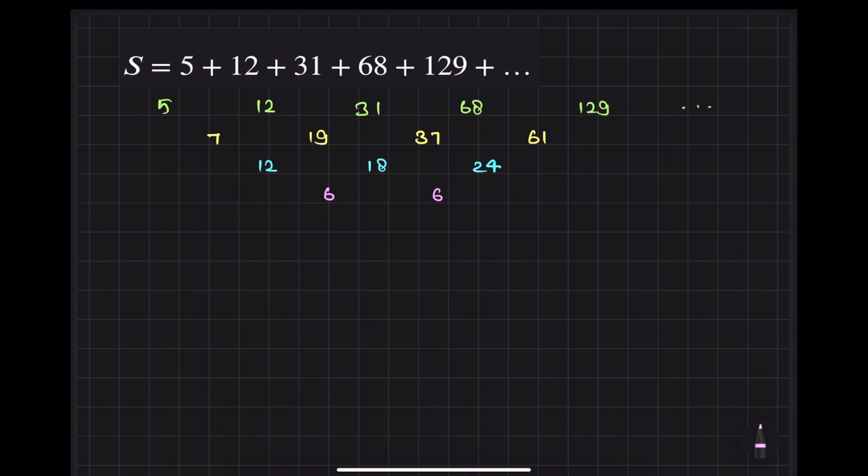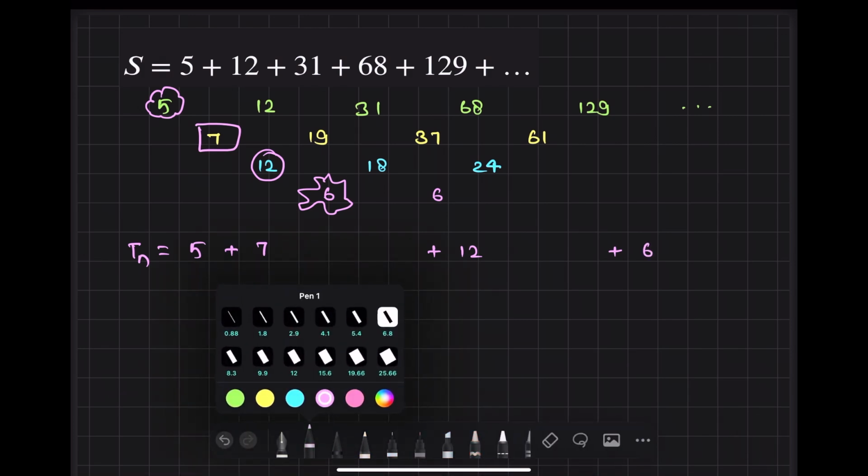Okay. So now we can apply the logic of the first case. So I want to write down the formula for Tn. We have to write the first component 5, plus this 7, and then this 12, and then this. Okay, just write. Don't focus on my drawing. I know my drawing skills are awesome.